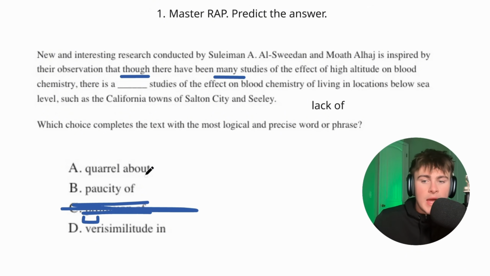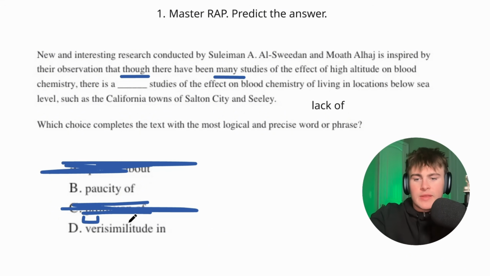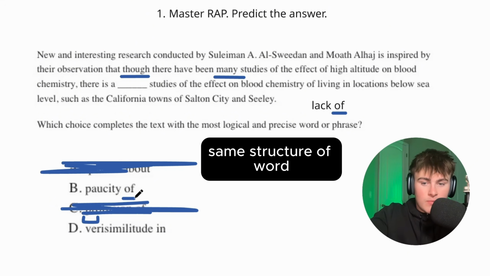So let's not see. A, quarrel about. This is actually a pretty common word, quarrel. If you quarrel with someone, you're arguing. So it's not A. B or D, I have no idea what these words even mean. Let's try and break them down, though. Paucity of. I mean, lack of is my prediction. It says "of." So I think maybe B. But let's look at D, right?